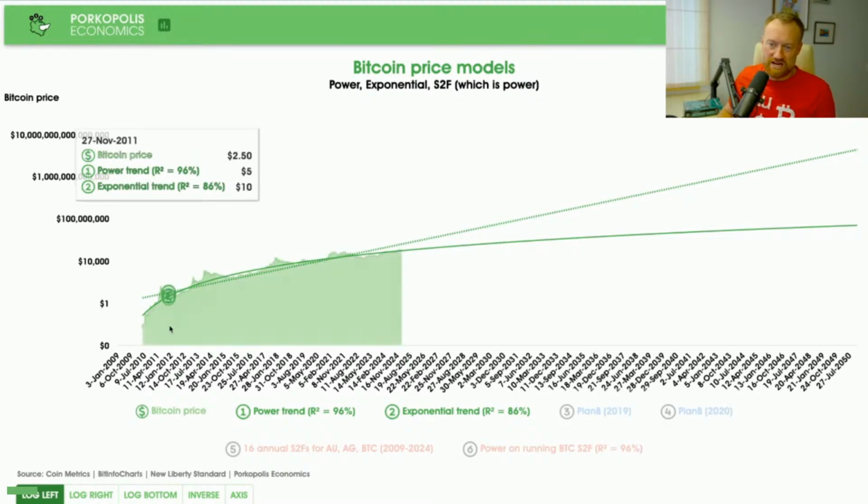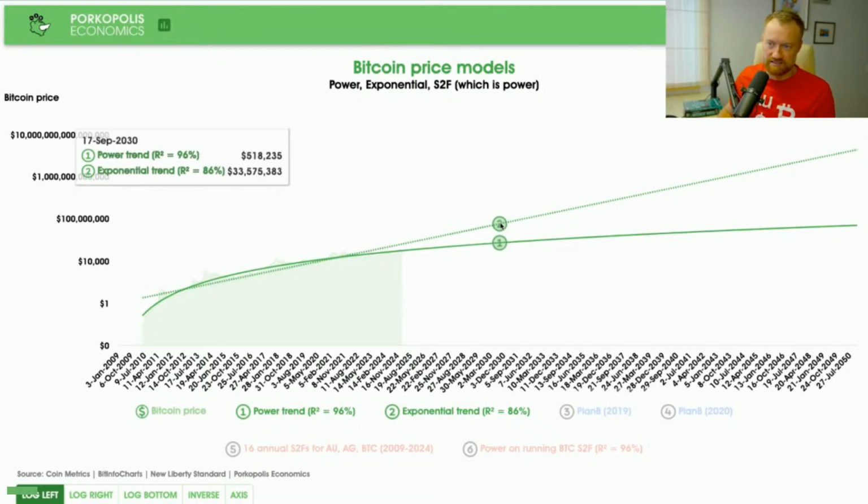It's just more rational. It's more logical. It's a better fitting curve. It's only 86% R squared for the exponential trend, the straight line trend, the dotted line. It's just not as good of a fit for Bitcoin over the next decade. And I mean, again, it's fantastic returns. We love it. We get to $1 billion Bitcoin by January 2035. Would be amazing.